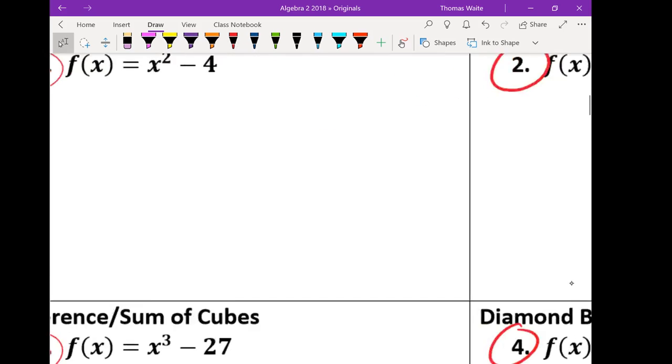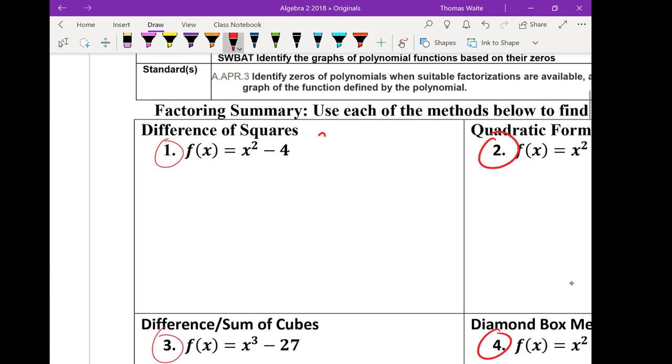All right, so first I'm just going to write down the formula for us for a squared minus b squared. That's our general form for the difference of squares, and we know the formula will factor into a plus b and a minus b. Great.